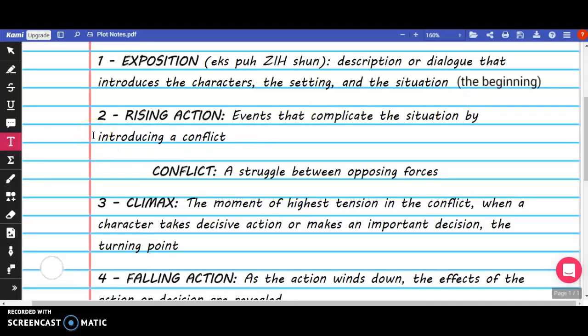I would also like you to write down 2, rising action. These are events that complicate the situation by introducing a conflict. Underneath your note for rising action, I would like you to write down the definition for conflict. Conflict is a struggle between opposing forces. Another word for conflict is problem.